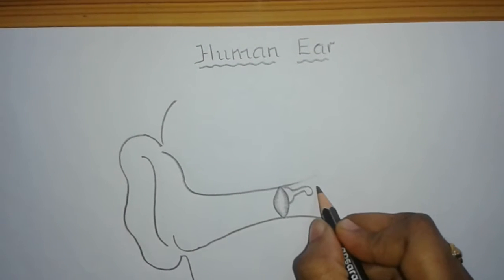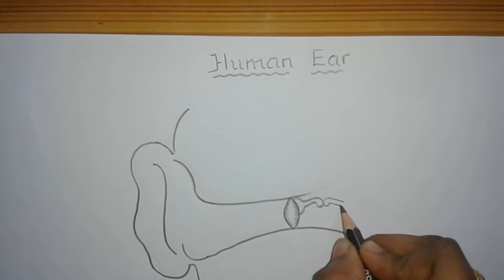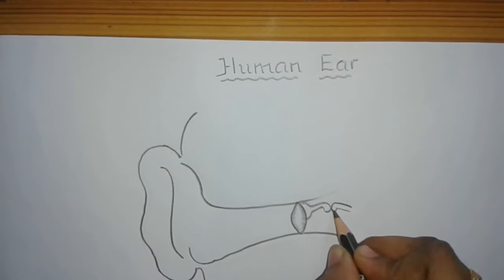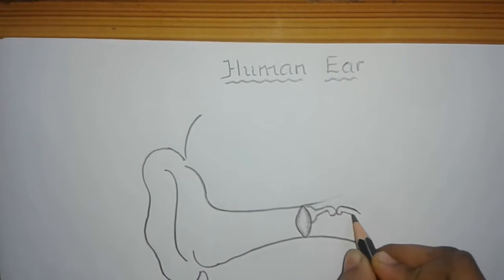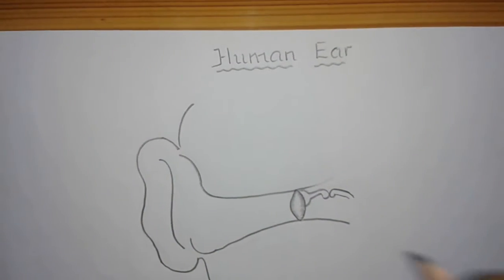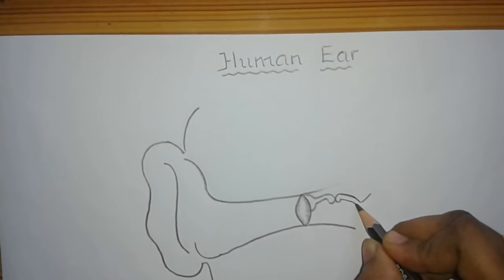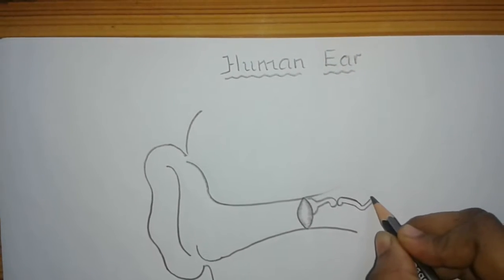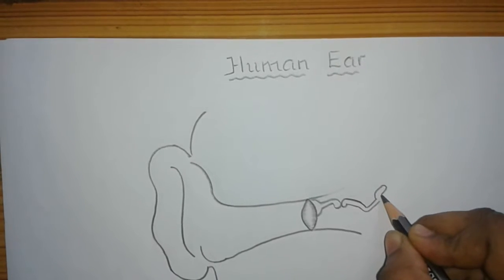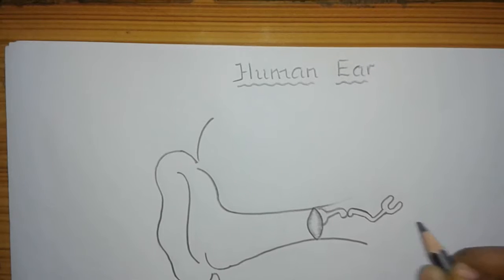The second smallest bone of the middle ear is the incus, which is just opposite to that of the malleus. So draw the structure like this. The third smallest bone is called the stapes, or it is also called the stirrup. So the stirrup is like this. Draw the third smallest bone of the middle ear like this.